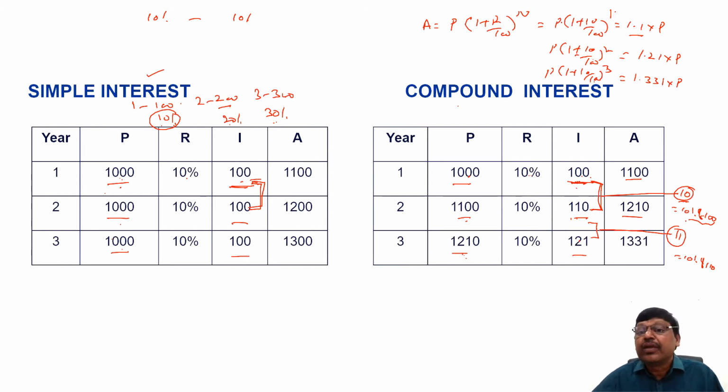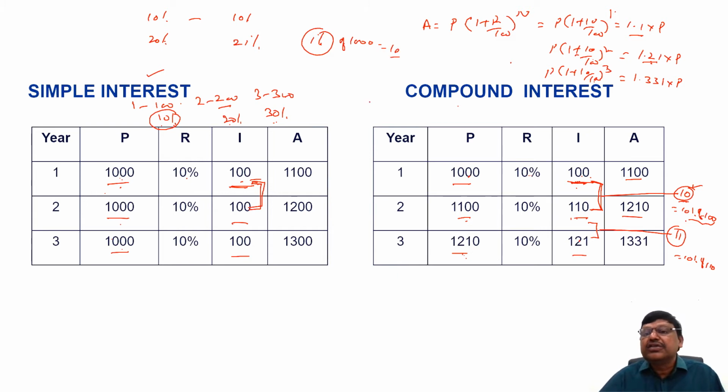If you see for 2 years, it is 1.21, the total amount is 1.21 times of principal, meaning how much it is increasing or how much extra, that extra is the interest. 0.21 is nothing but 21%, whereas here it is 20%. So we can say there is 1% extra. So 1% of the principal is extra. Now tell me, this 10 rupees that I have, is it not 1% of 1000?